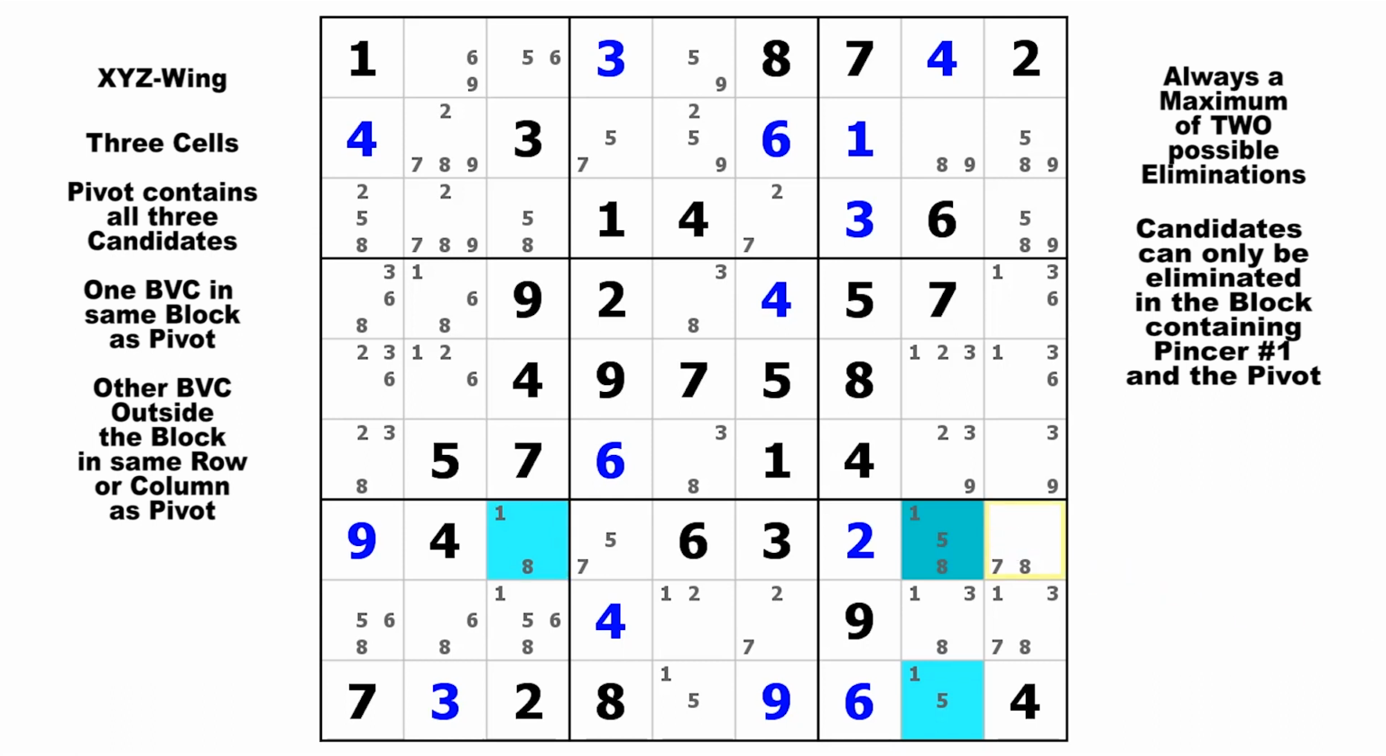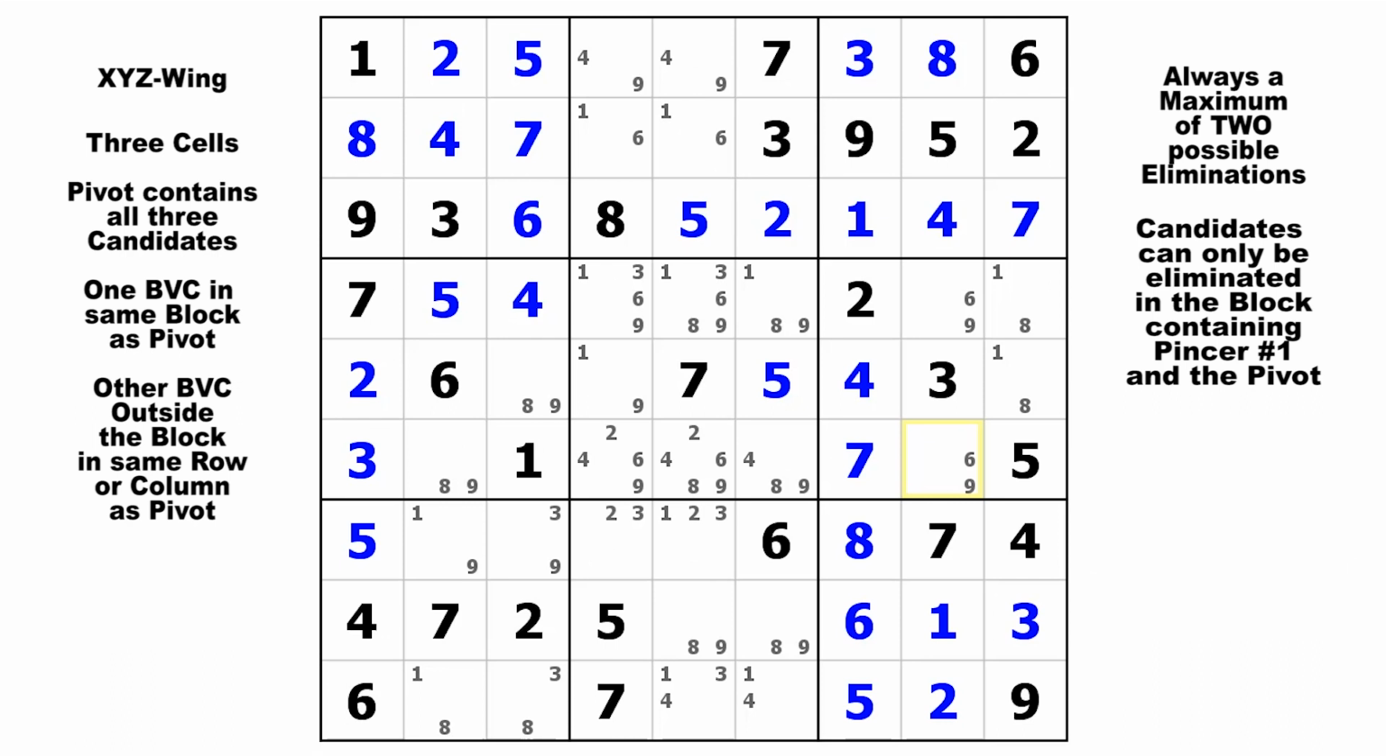All right, next puzzle. All right, here in this puzzle in block 5, we've got a pincer number 1 and a pivot cell and a pincer number 2.